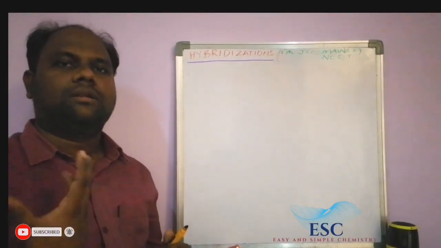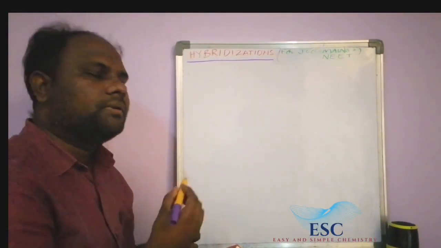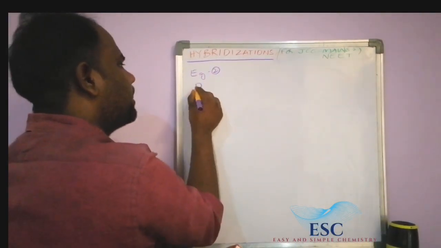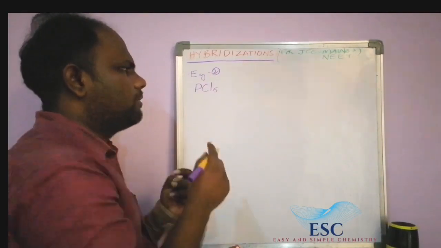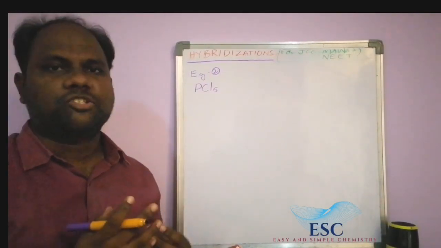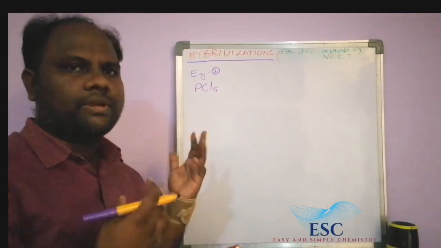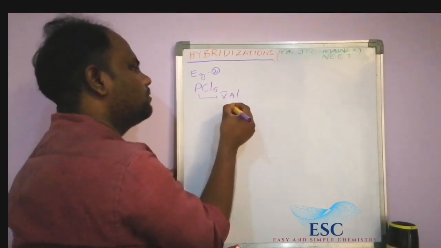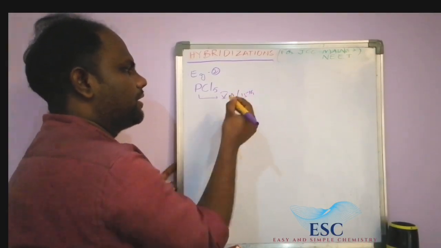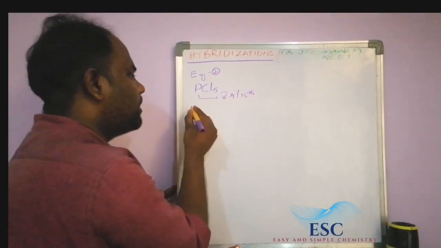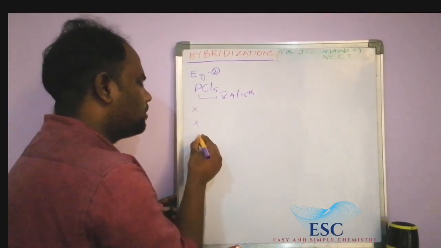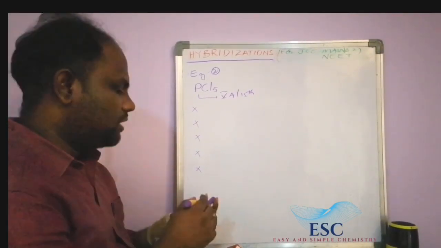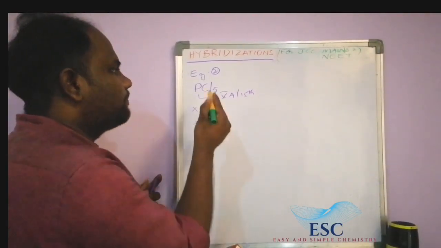Okay, let us go to example number 2. Example 2, PCl5, but which one is the central atom here? Phosphorus. Phosphorus group number is 5A group element or 15th group element. 5A group element means how many cross marks are here? 5 cross marks. How many chlorines are there? 5 chlorines.